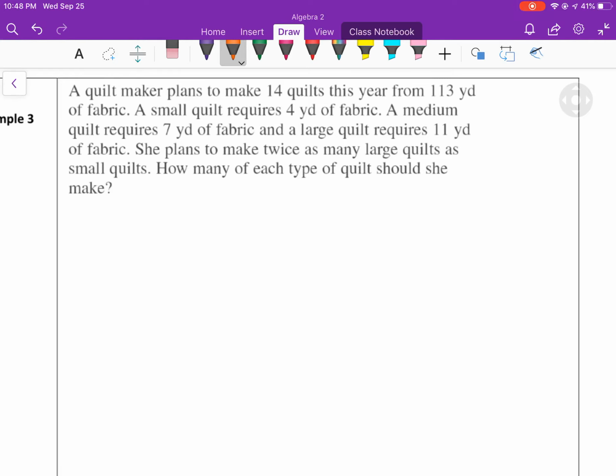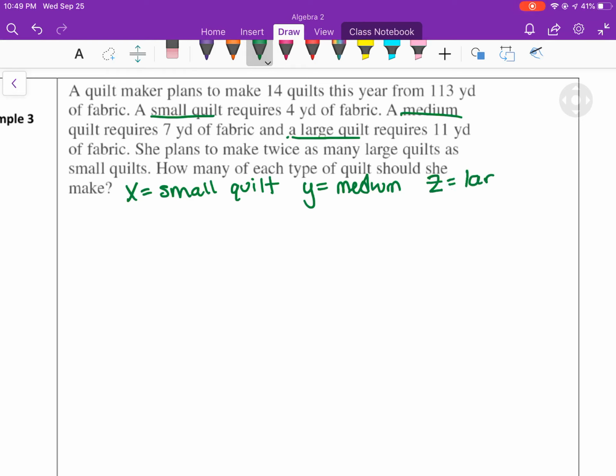So it's a how much of each type problem again. We have 3 variables: small quilt, medium quilt, and large quilt. So we'll let x equal the number of small quilts, y equal the number of medium quilts, and we'll let z equal the number of large quilts. So we've got small, medium, and large. And again, it's how much of each type.